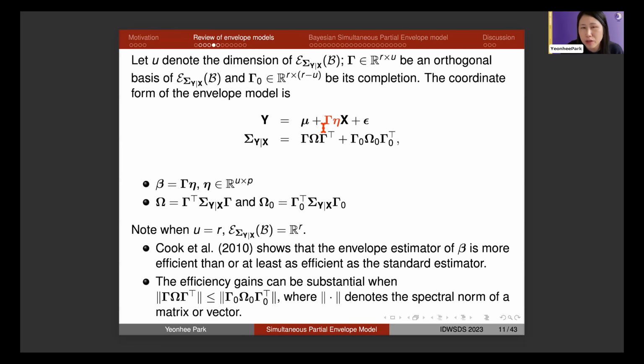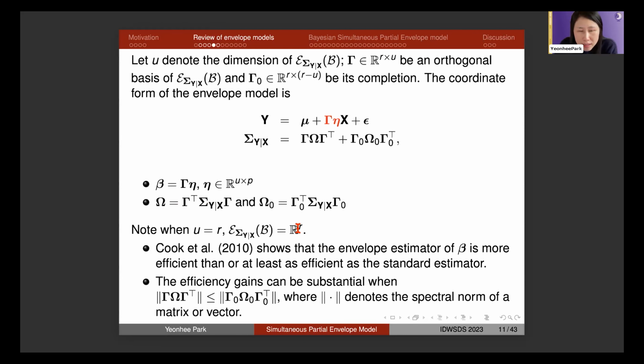Y is mu plus gamma eta x plus epsilon. So now beta is replaced by a function of the basis gamma for some matrix eta. So eta carries the coordinate of the beta with respect to the basis gamma. Also, sigma y given x is decomposed into two variabilities written as omega and omega 0, and omega 0 will carry the coordinate of sigma with respect to gamma and gamma 0.